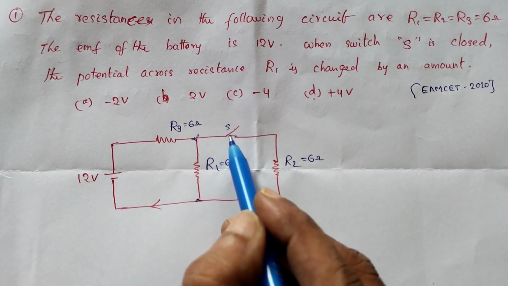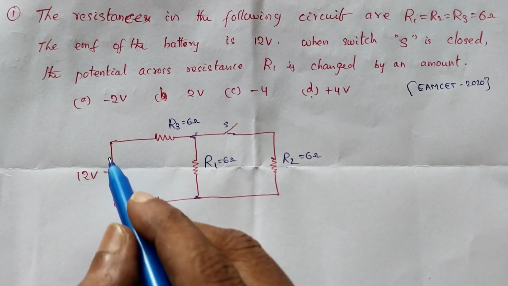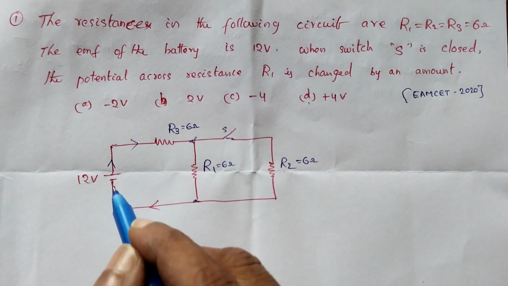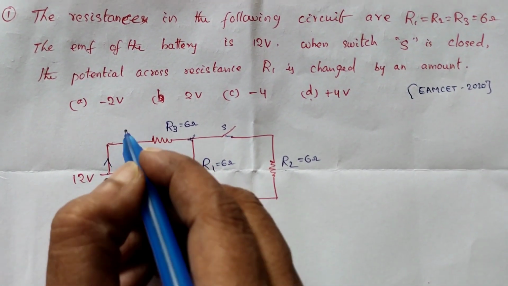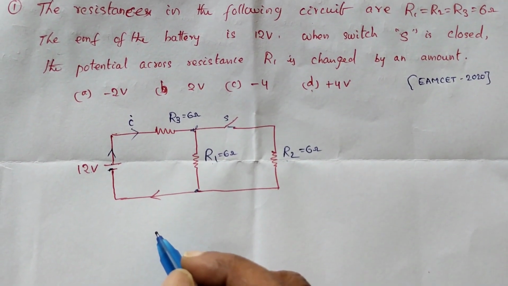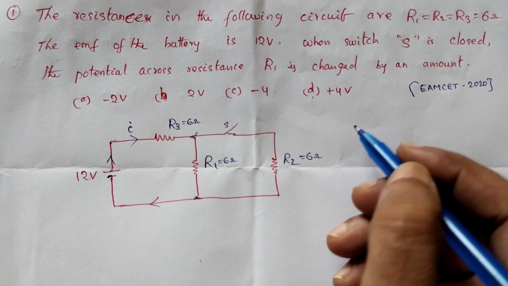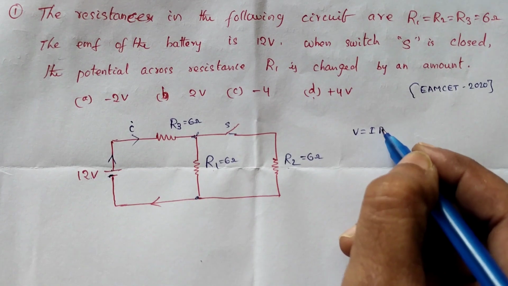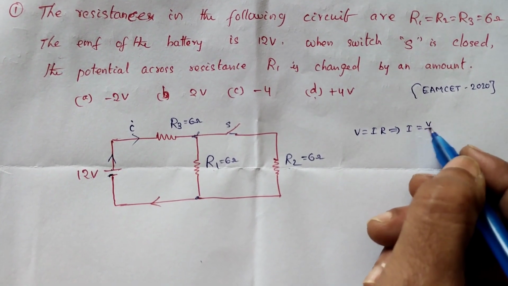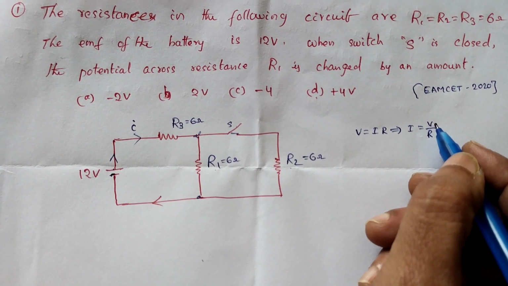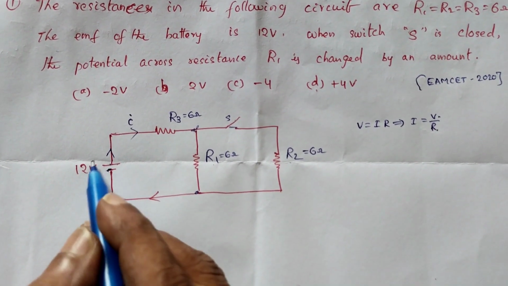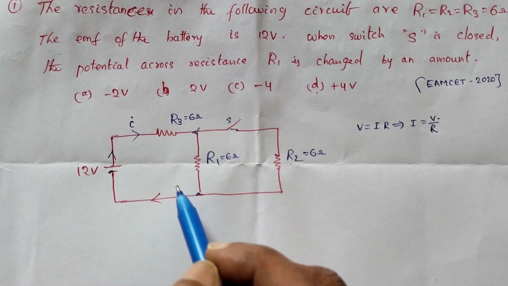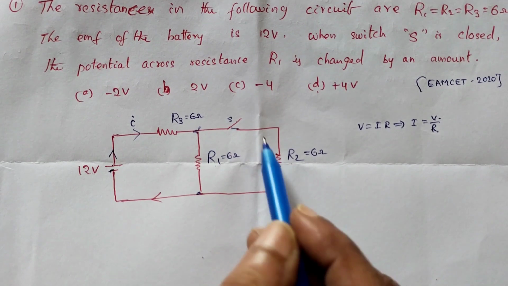When the switch is closed, what will happen? The current starts flowing from the positive terminal to the negative terminal. So current I is flowing in this direction. So how much current is I? You know Ohm's formula, V is equal to IR, that implies I is equal to V by R. So we should know the potential difference and the resistance. Here the potential difference V is 12 volts, but R we need to find.